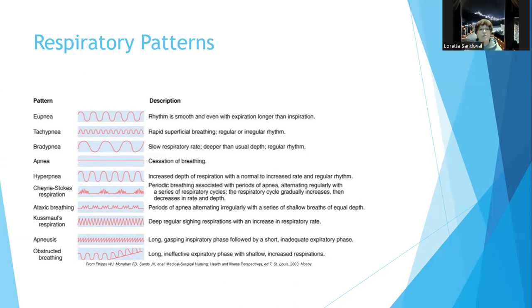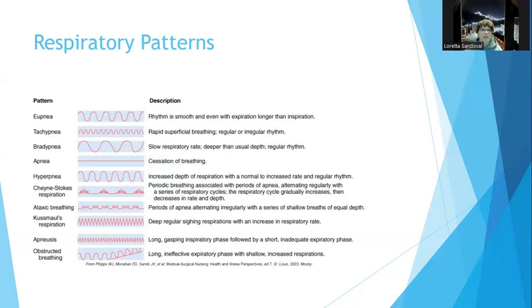Cheyne-Stokes respiration is periodic breathing associated with periods of apnea. So it alternates with a series of respiratory cycles, with the cycles gradually increasing and then decreasing in rate and depth. Cheyne-Stokes respiration often goes on towards the end of life. So you start to get these recognizable breathing patterns.